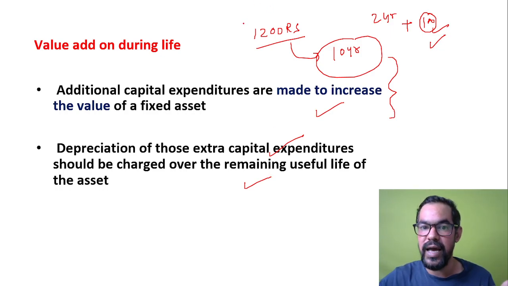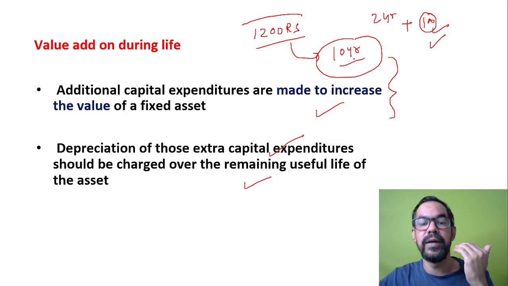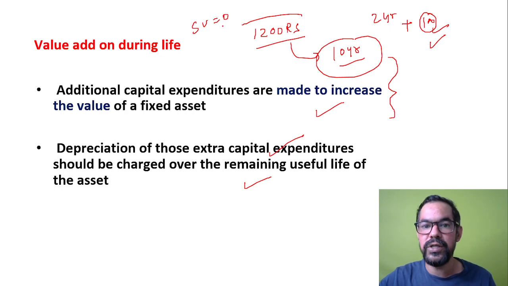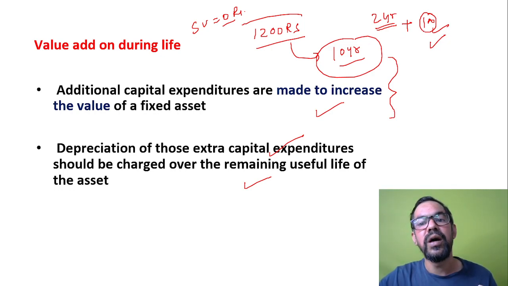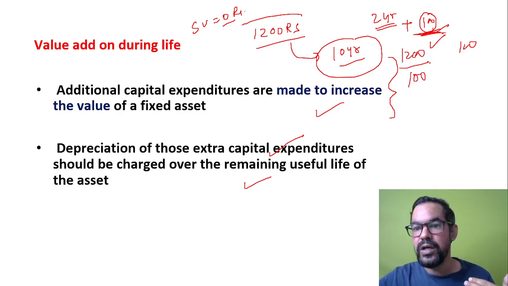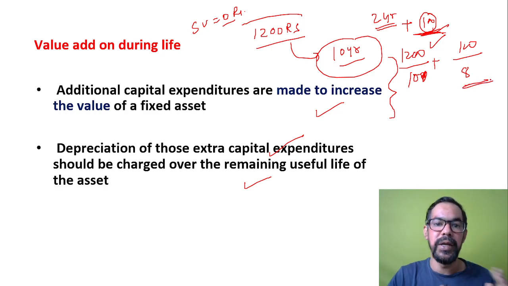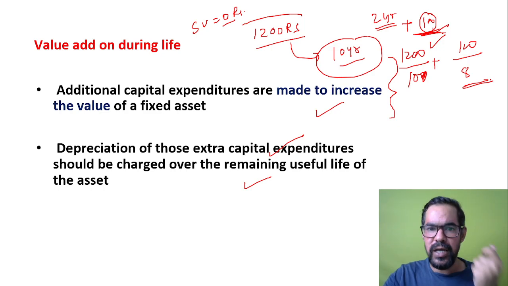As I gave you an example, you buy a machinery worth 1200 rupees, and the age is, suppose, 10 years. Salvage value is, suppose, 0. Now after 2 years we made a capital expenditure of 100 rupees. So for the first 2 years it will be 1200 divided by 10, but after that you have to add that 100 rupees as well: 1200 divided by 10 plus 100 divided by 8. Here it is 10 because the age was 10 years, and here we have 8 years because we bought that equipment after 2 years.